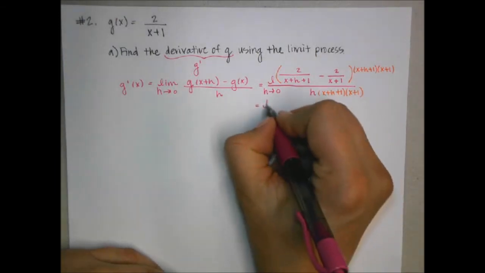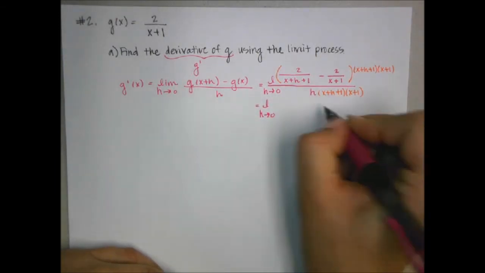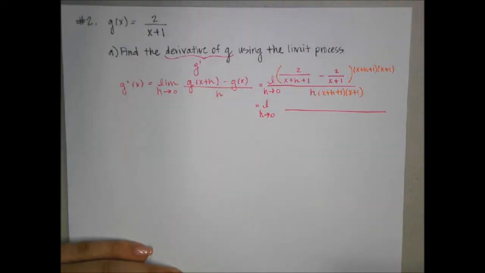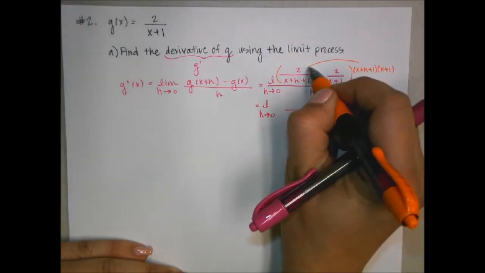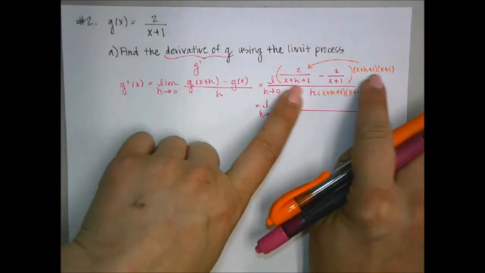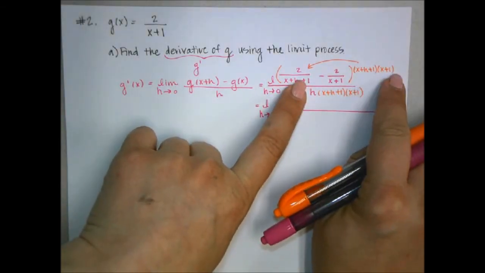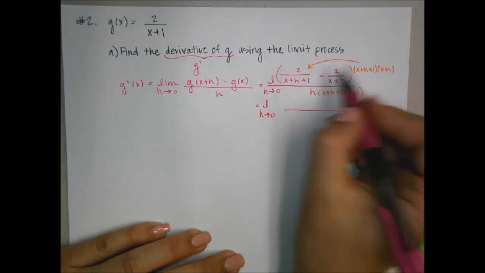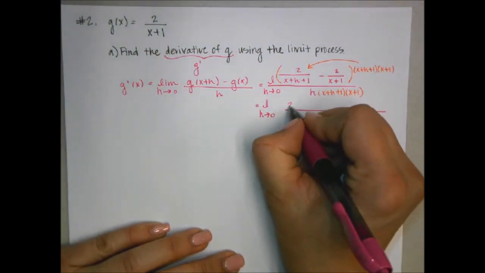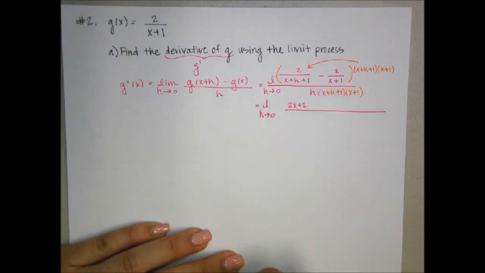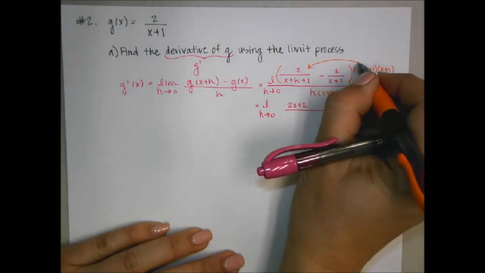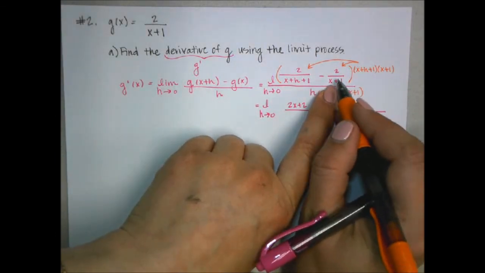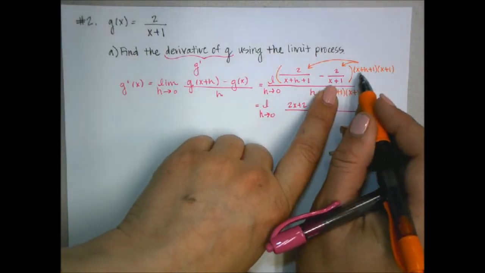So our limit as h approaches 0. On the top, we'll go ahead and distribute. So the first terms are gone. We're left with 2 times x plus 1, and we can distribute that as we go. So that's going to give us 2x plus 2. Okay, we've got to be really careful here. Distribute to our second term. The x plus 1s are gone. We'll distribute negative 2 to x plus h plus 1.